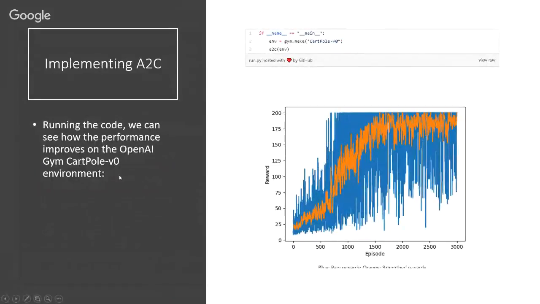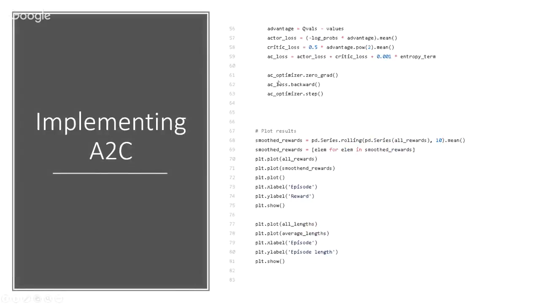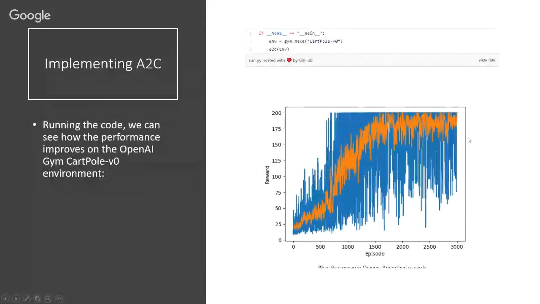Now, once we plot it, running the code, we can see the improvement. So it basically improves over time. So if we go back, that's just basically plotted out, and we're just using the normal optimizations and steps. And so there we pretty much have the A2C.